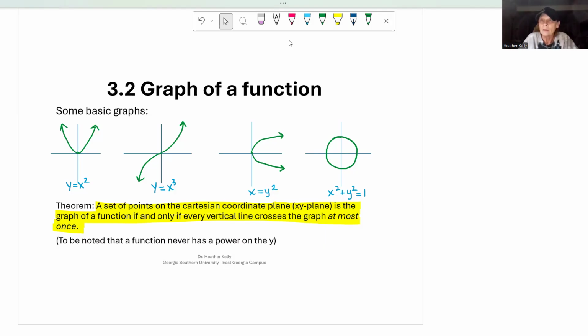Let's take a look at this theorem. The theorem says a set of points on the Cartesian coordinate plane, or the xy plane as it's also called, is the graph of a function if and only if every vertical line crosses the graph at most once. In other words, if we draw a vertical line and it crosses the graph more than once, it's not a function.